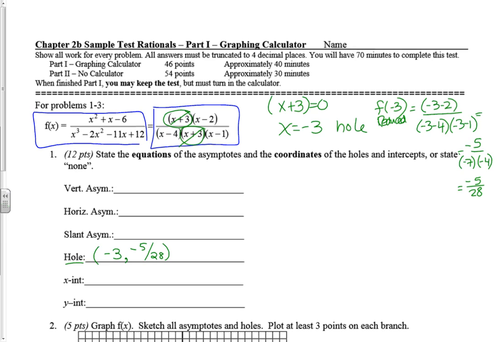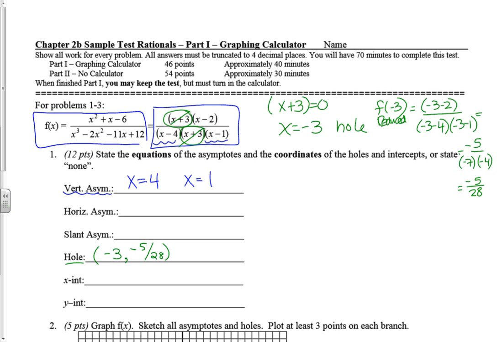What other factors do we have left on the bottom? We have an x minus 4 and an x minus 1. Those are going to create vertical asymptotes when I set each one equal to 0. These are division by 0 that I cannot remove. There was no canceling of them. So I have x equals 4 and x equals 1, and those are our vertical asymptotes.